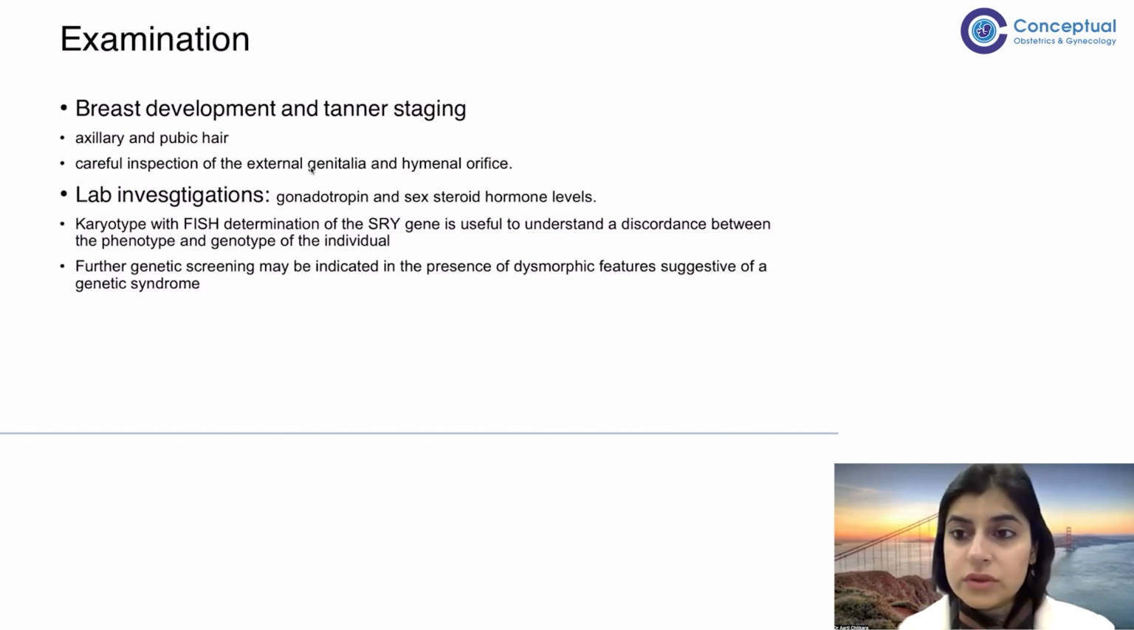Now if you do a thorough and careful inspection of the external genitalia and the hymenal orifice, you will know whether hymen is present or not present, whether it is imperforate hymen or not, the vagina length, how much is the depth of the vagina, whether you are dealing with a case of transverse vaginal septum, longitudinal vaginal septum, or cervical atresia. What are the lab investigations? You need not order lab investigations in all your patients. Sometimes, if needed, you have to order gonadotropins and sex steroid hormone levels where you have ambiguous genitalia or wherever there is confusion. Some of the cases are very clear and you need to order very minimal investigations.